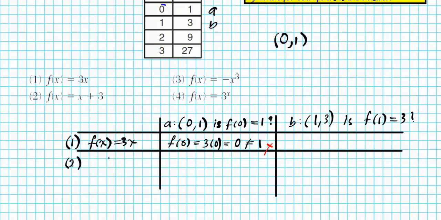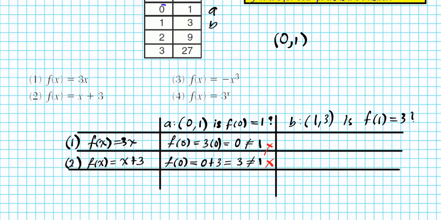Let's move on to the second function. This is also a linear function. This adds 3 to the input. So let's test the first column. Is f of 0 equal to 1? Let's plug in 0 into this function and see what we get. 0 plus 3 is equal to 3. 3 is not equal to 1, so this is not the table. This function does not represent the table.